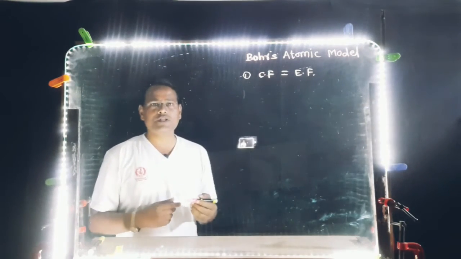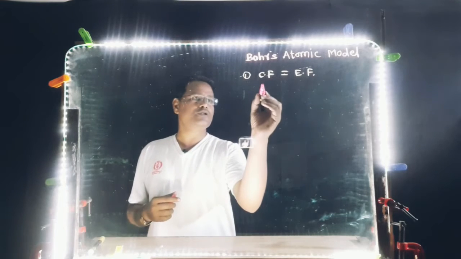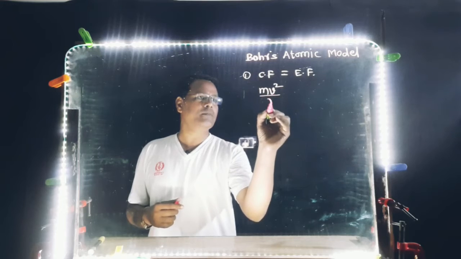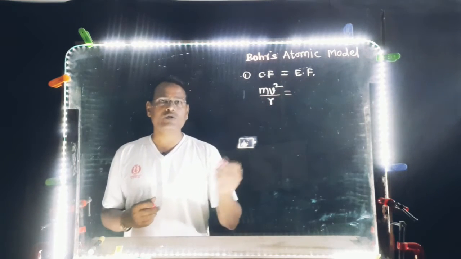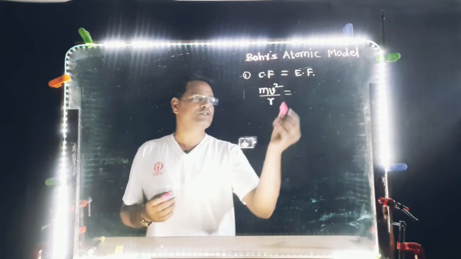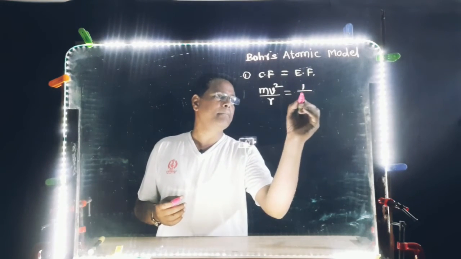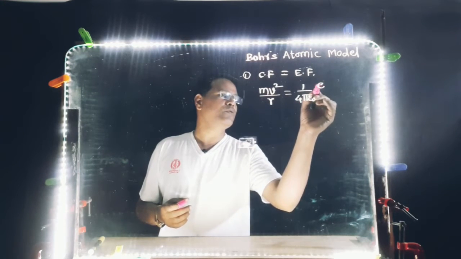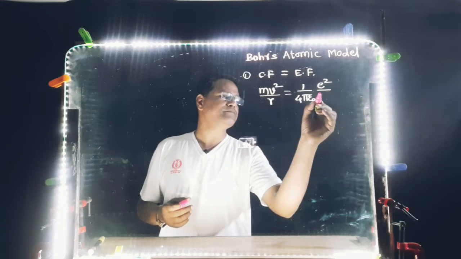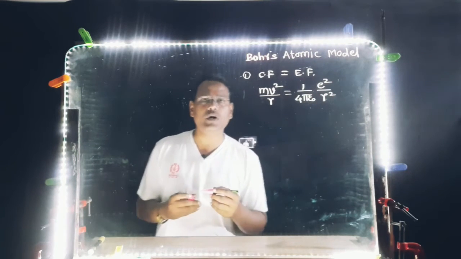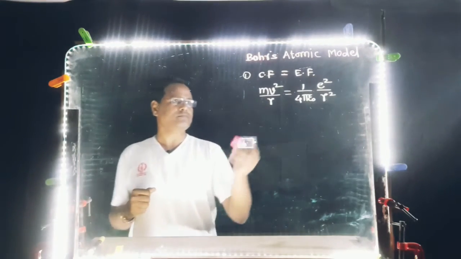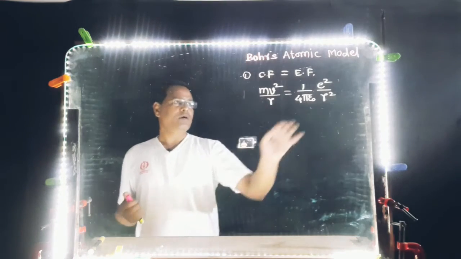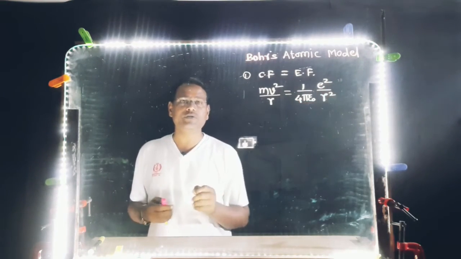We know the centripetal force in circular motion is m v square divided by r, equal to the electrostatic force. In 11th standard in electrostatics we have learned that it is 1 by 4 pi epsilon naught, q into q, here it is e square divided by r square. We take here only the magnitude. This is the centripetal force and this is the electrostatic force of attraction between the positively charged nucleus and the negatively charged electron.